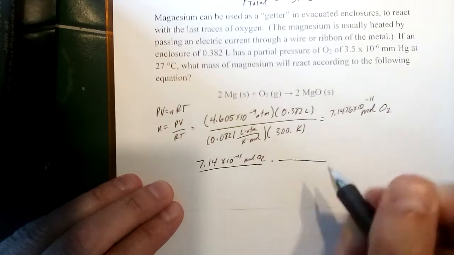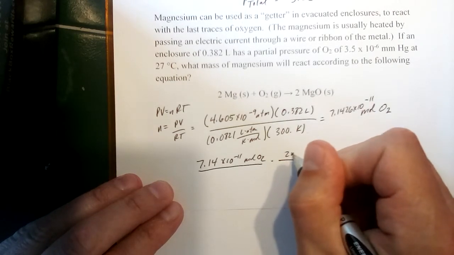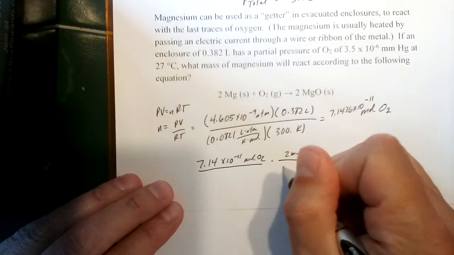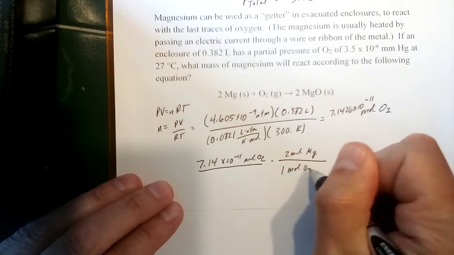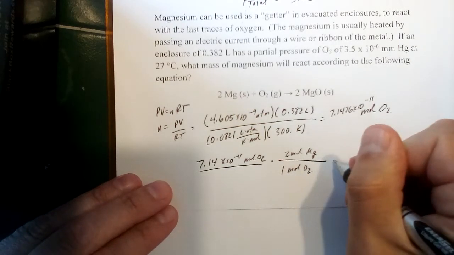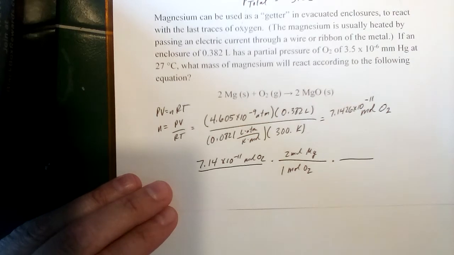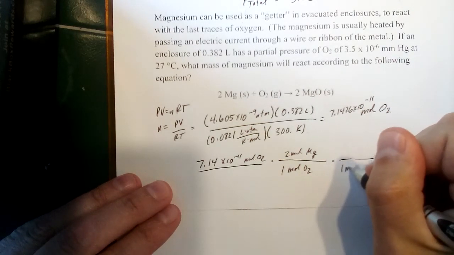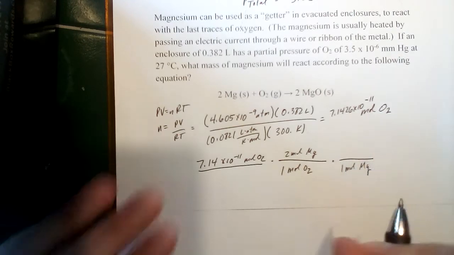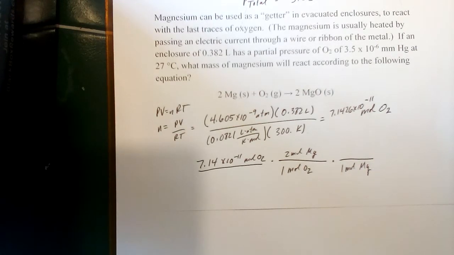Right? We look at our balanced equation. It takes 2 moles of magnesium for every 1 mole of O2 that reacts. That would get us to moles of magnesium. Then we can use the molar mass of magnesium. So 1 mole of magnesium. And I never remembered to look for my periodic table.